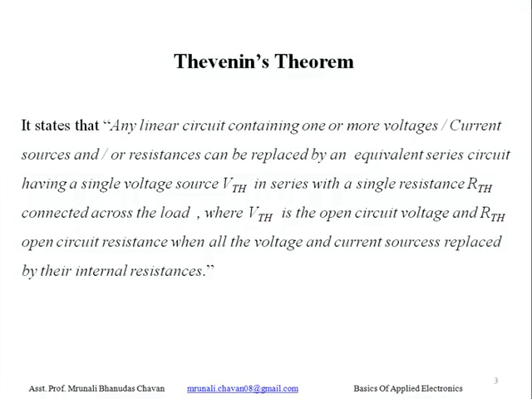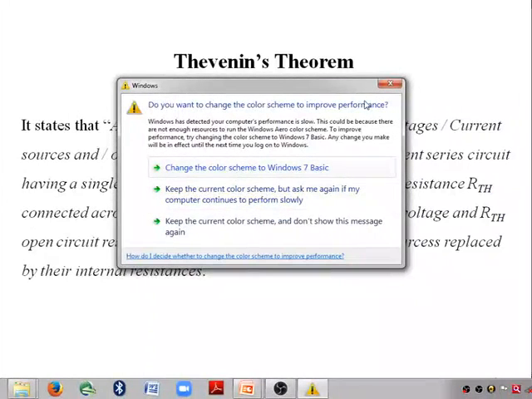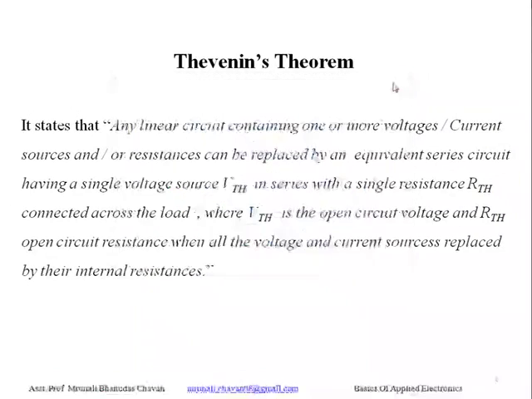Thevenin's. So, Thevenin's theorem states that any linear circuit containing one or more voltage or current sources and or resistances can be replaced by an equivalent series circuit having a single voltage source VTH in series with a single resistance RTH connected across the load, where VTH is the open circuit voltage and RTH is the open circuit resistance when all the voltage and current sources are replaced by their internal resistances.